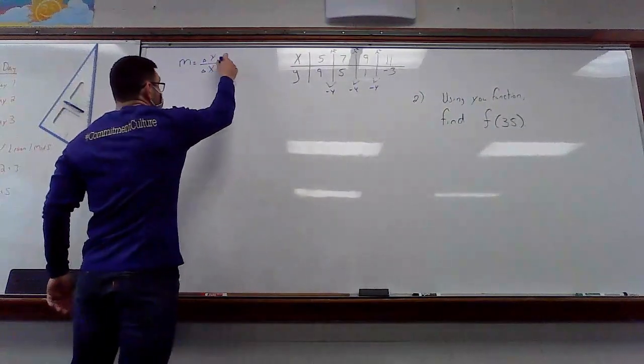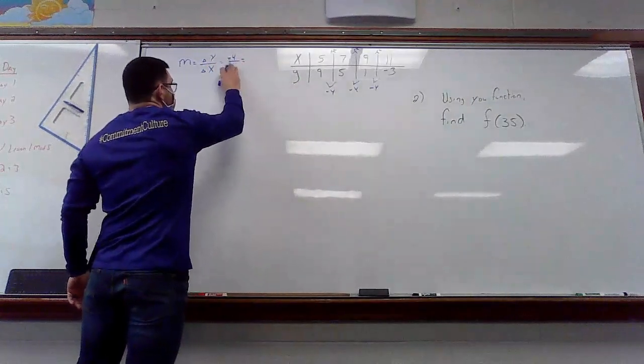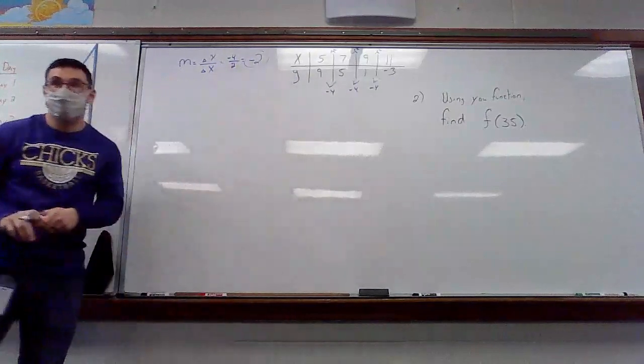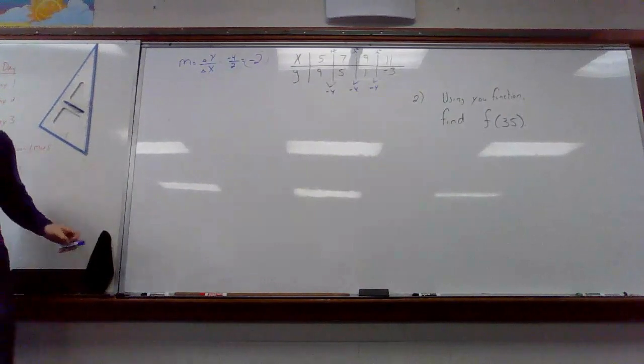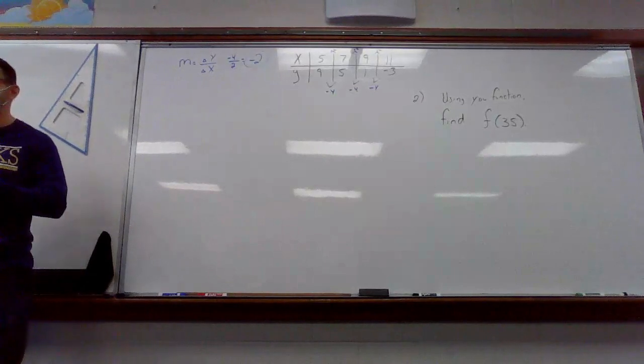So now I have my division of negative 4 divided by 5. Wow, that's not right. Negative 4 divided by 2, which gives me a slope of negative 2. Give me a thumbs up if you got negative 2. If you did not, you need to make sure that you understand how you're finding that constant rate.